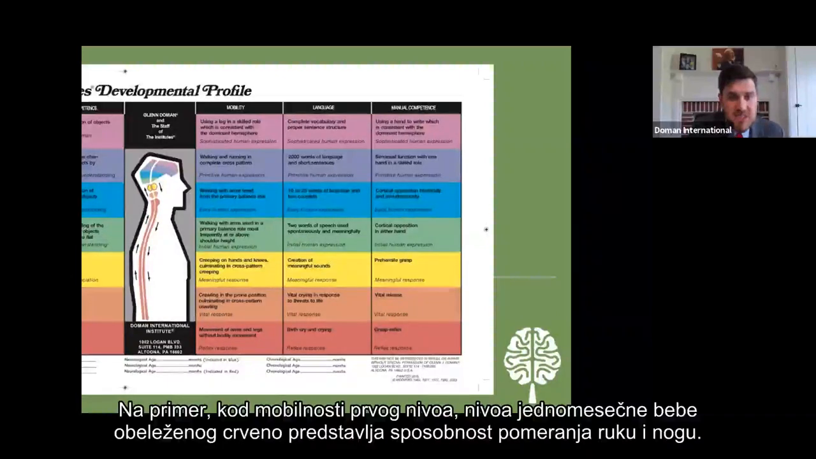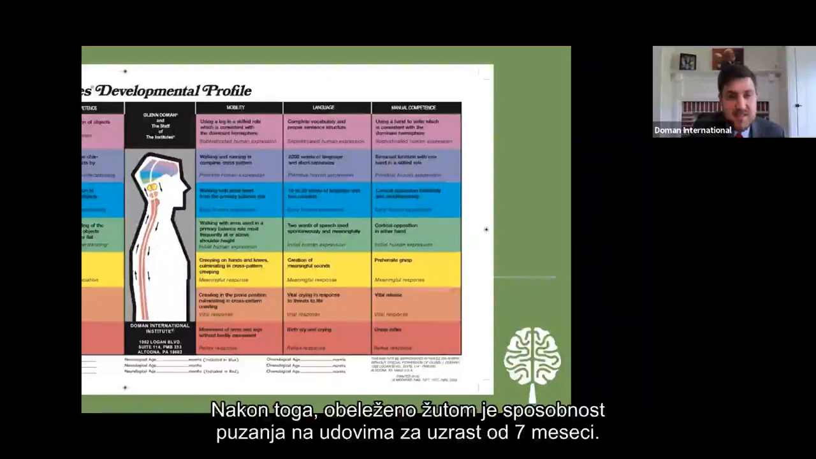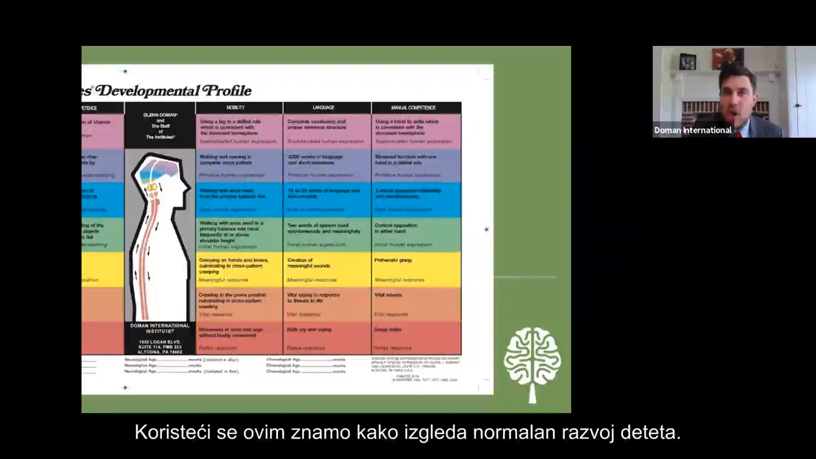And you can see, just to give you one example, in mobility, the first level, which is the one-month-old level, which you can see in red, is the ability to move arms and legs. Then we have the ability to crawl on the belly. Next, in yellow, at 7 months, the ability to creep on the hands and knees. So using this, we know what normal child development looks like.